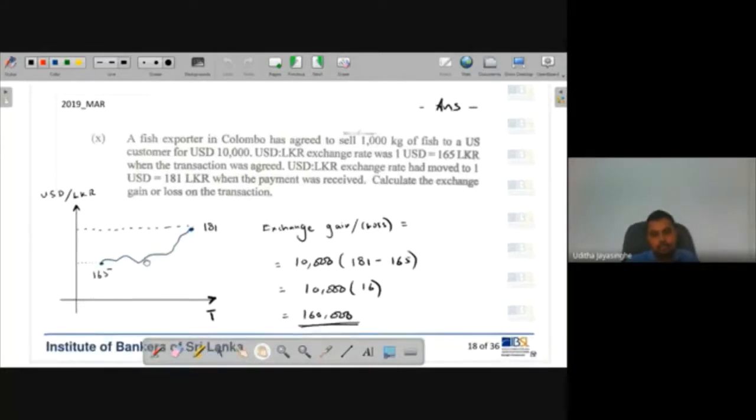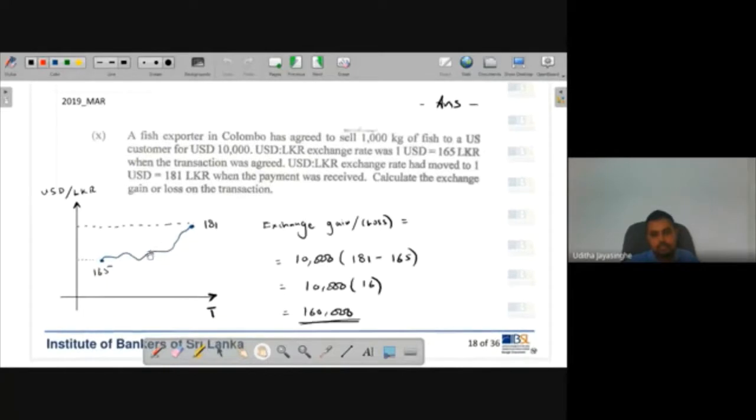So I just plot this graph for you to be clear what has happened over here. If I plot the time on the x-axis and the exchange rate of USD to LKR on the y-axis, what I can see here is that, okay, this is where they have agreed. And this is when the payment has been made. This is where they agreed. What has happened eventually? The rupee has depreciated or the dollar has appreciated.